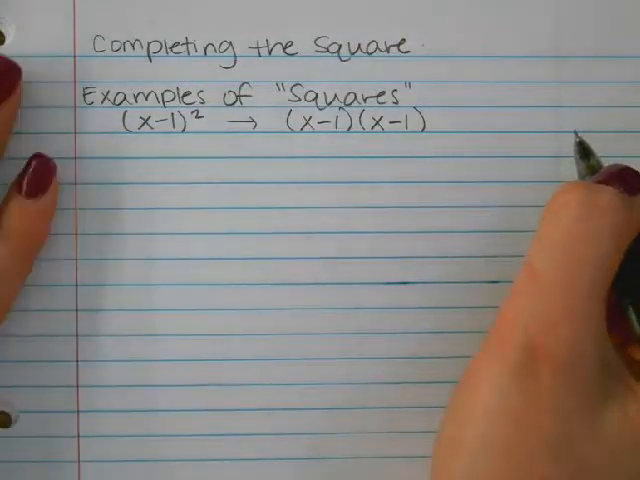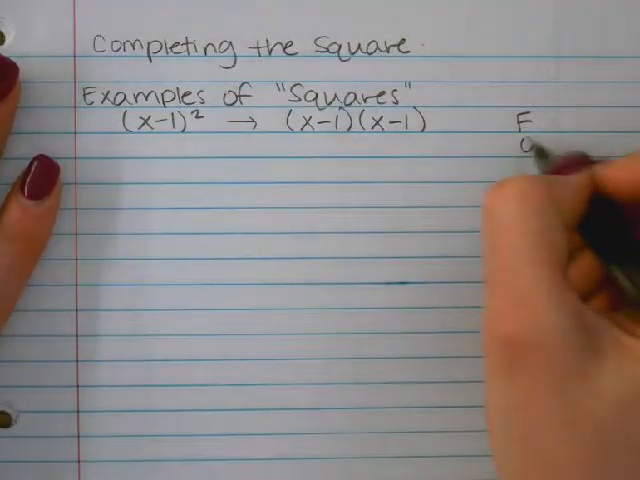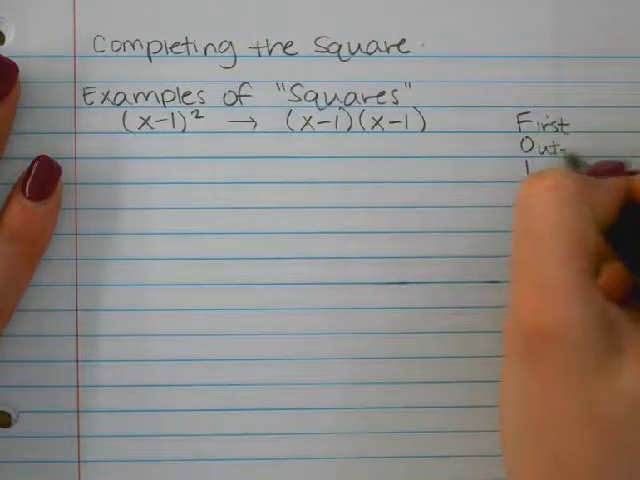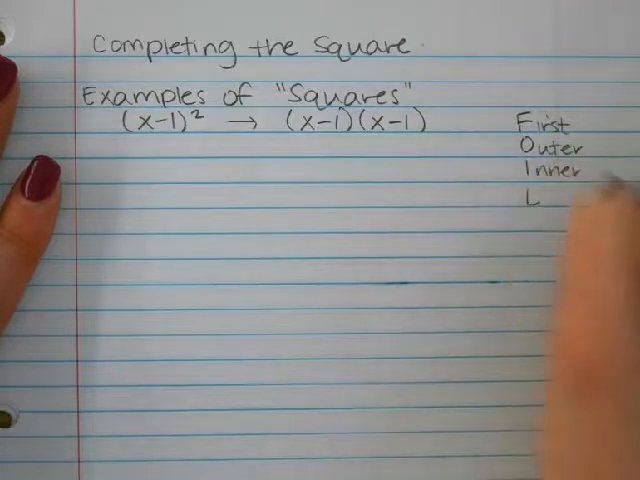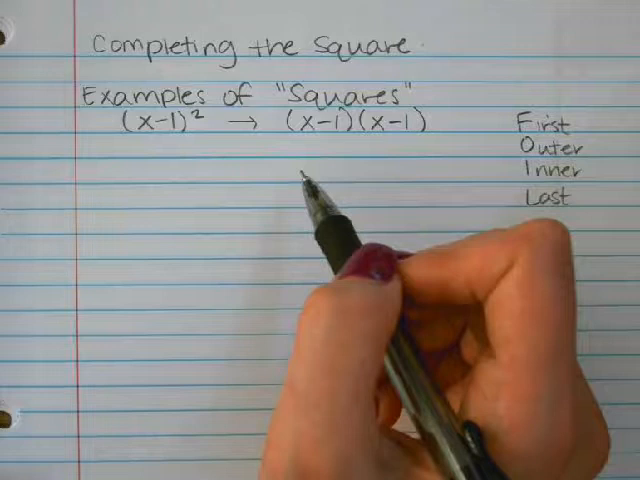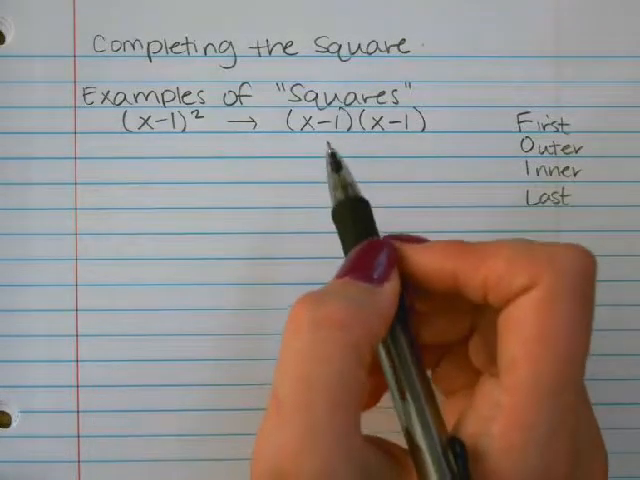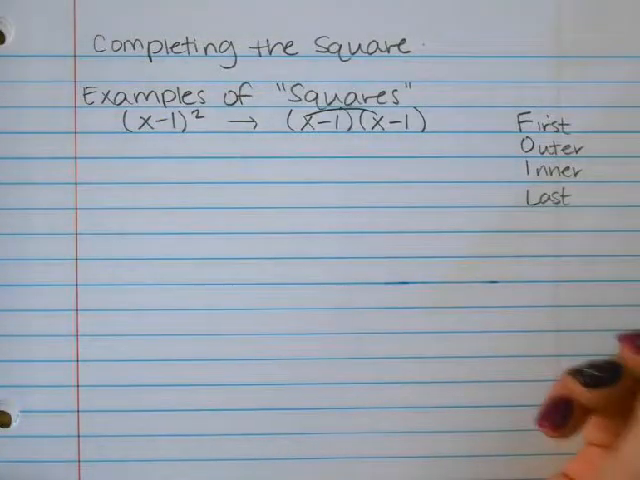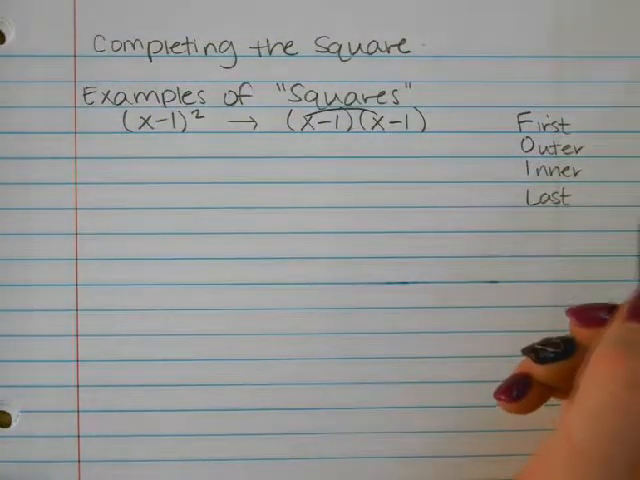Does anyone remember what FOIL stands for? Yeah, first, outer, inner, last. And your teacher might not have called it that. It's possible that they didn't. So first is x multiplied by x. What does that give you? X times x? X squared.